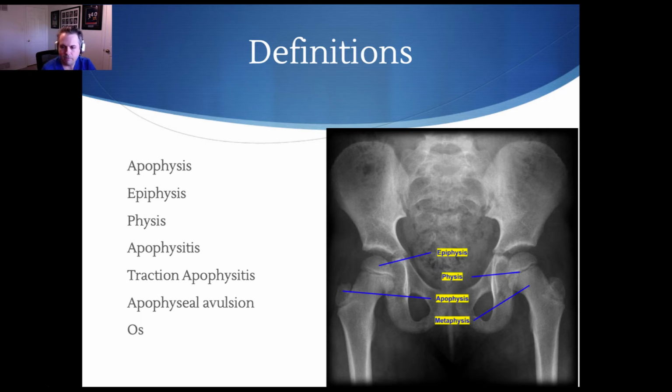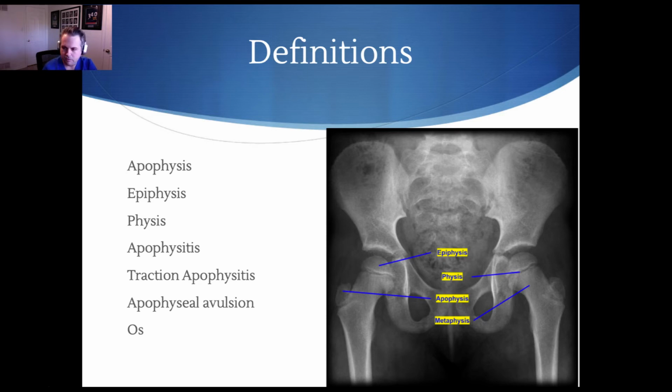And then there's the apophysis, and the apophysis is a secondary ossification center. It looks very much like an epiphysis. What's different is that it does not articulate with a joint, and in most cases it's for the attachment, either origin or insertion, of a tendon, and in some situations it's for a ligamentous attachment.